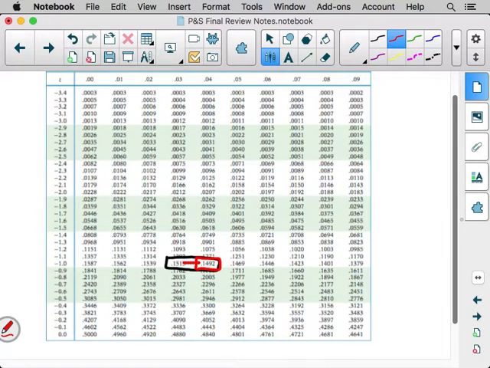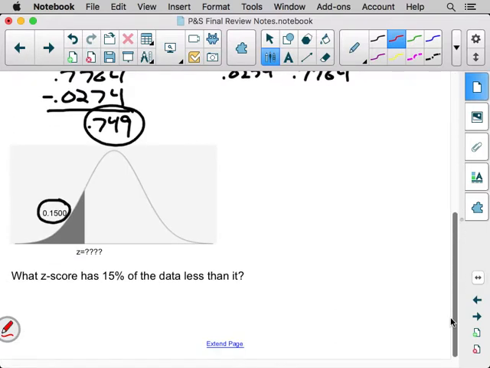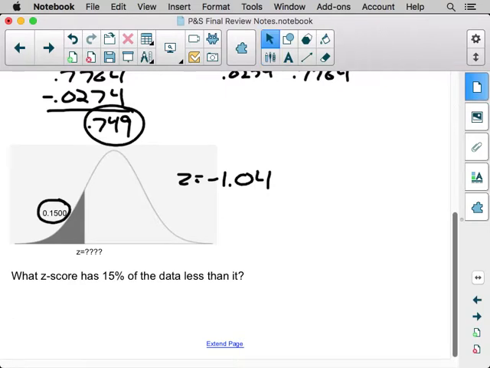So once I have that, I drag this back to find the z-score is negative 1.04. So that's what we mean by working backwards in these, is you find it inside the table, and then the edge of the table will tell you the z-score. So that is what I need you to remember from chapter 6.